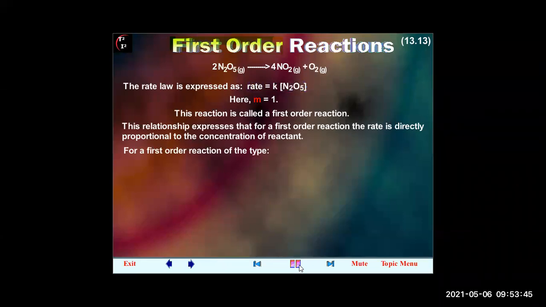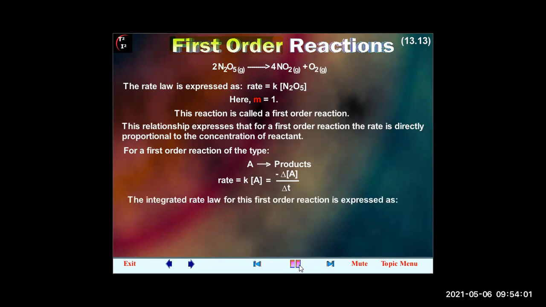For a first-order reaction of the type A yields products, rate is equal to K times the concentration of A is equal to negative the change of the concentration of A divided by change in time. The integrated rate law for this first-order reaction is expressed as the natural log of the initial concentration of A divided by the concentration of A at time t is equal to K times t.